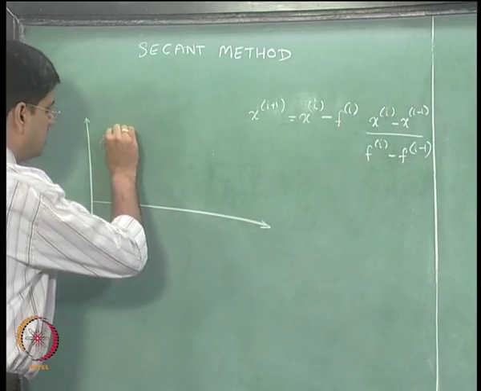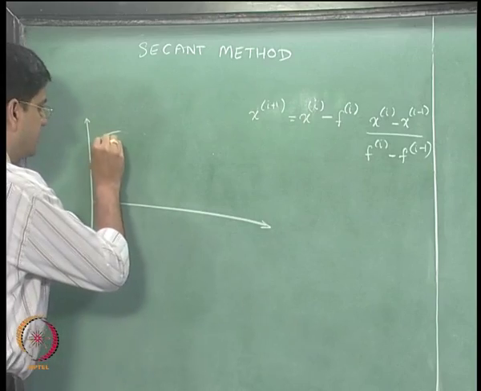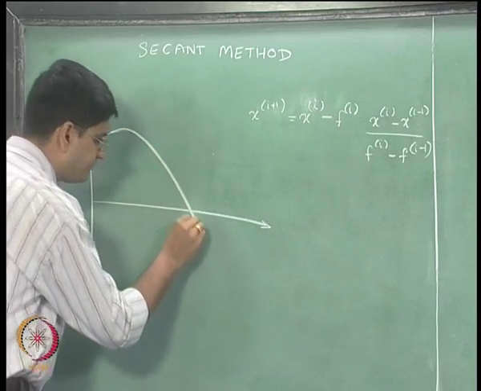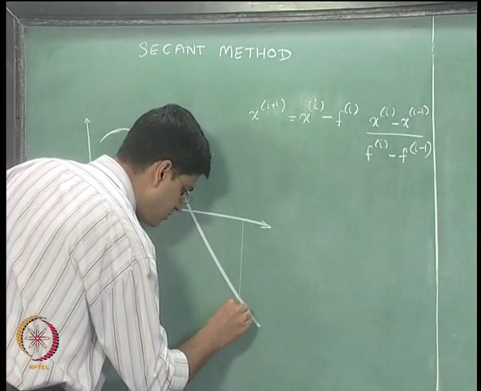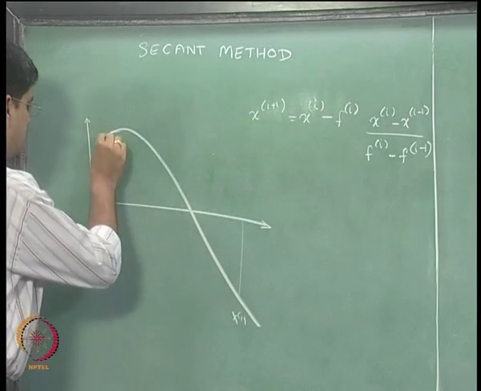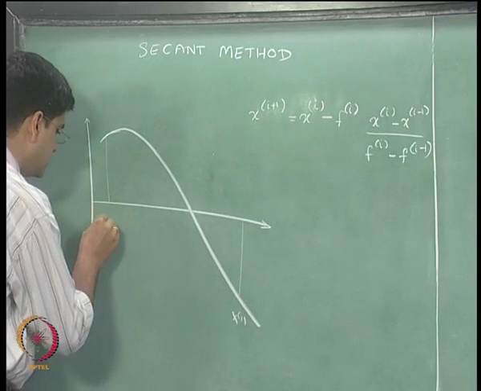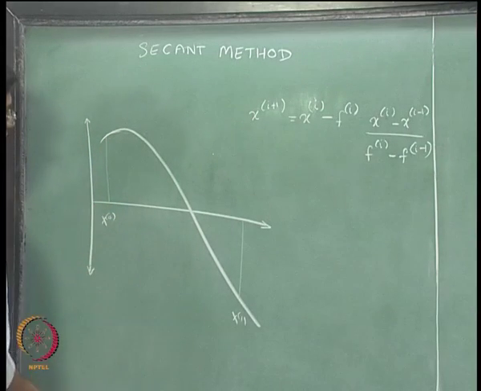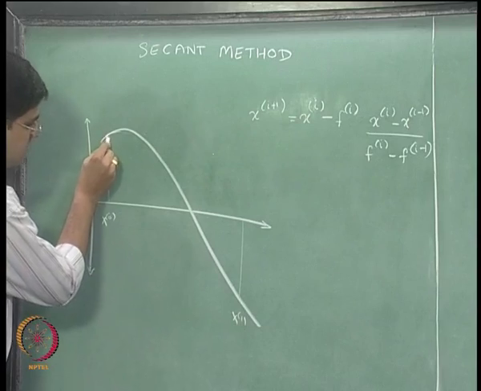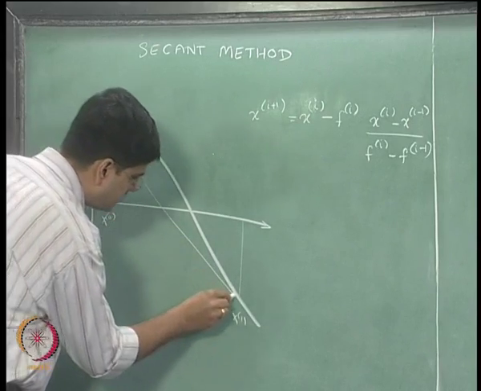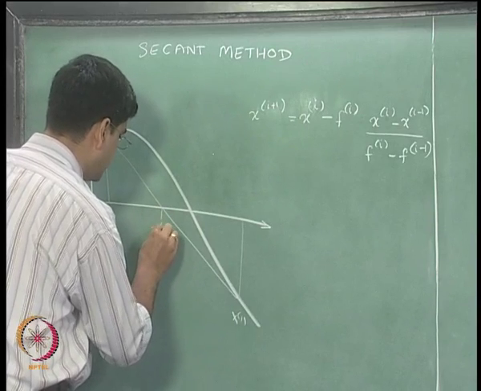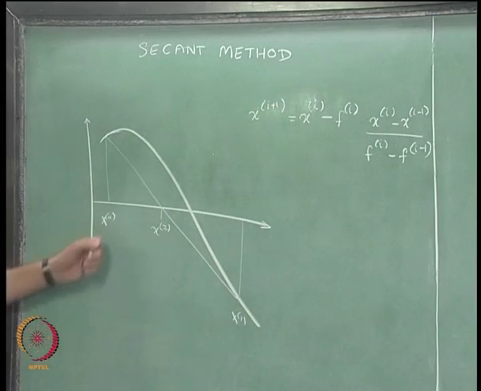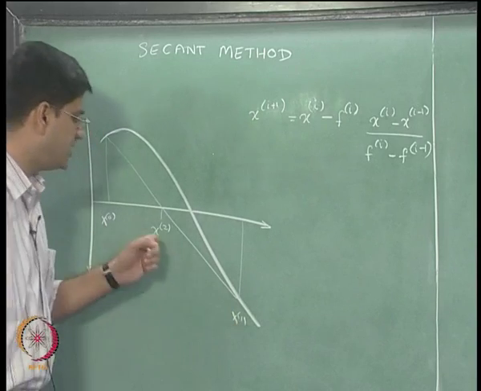Okay. So, let us again draw that same curve that we had drawn previously. We will call this x1, we will call this x0, and we will connect them with a straight line. This becomes our x2. So, now we have x0, x1 and x2.